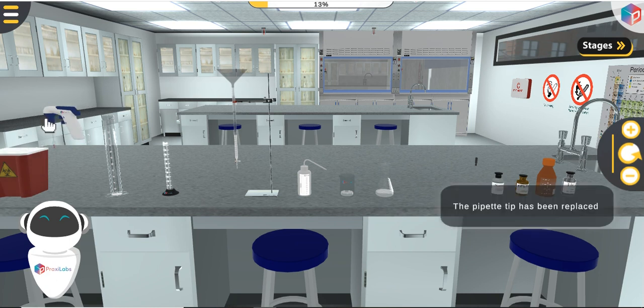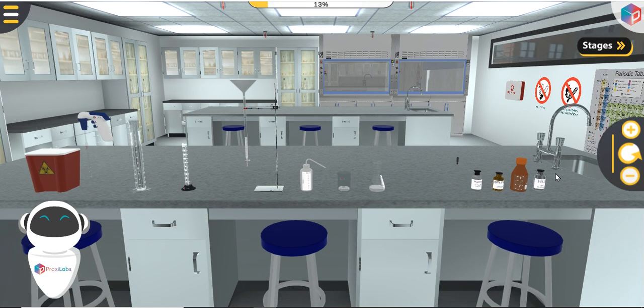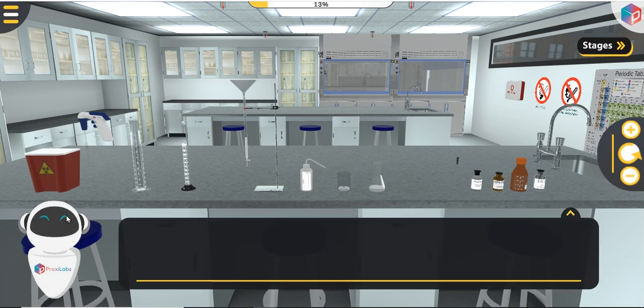What's this? You see what happened? I am supposed to rinse my ball pipette with my waste bin. Rinse it. I didn't do that. That's why the experiment could not proceed. So I have to do that. I rinse it and keep it. Then the next instructions on the next step.